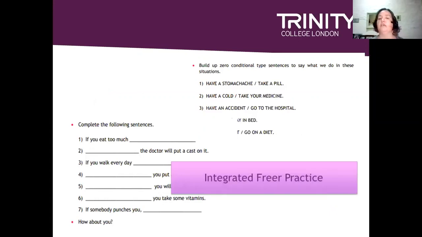After integrated control practice, we move on to integrated freer practice. As you will notice, now we let go, we remove 1 or 2 of the training wheels, all right? And here, for example, students have to build up 0 conditional sentences. So now it's not only about choosing out of 2 options, it's about building the sentence. Or I give them the possibility to complete sentence halves, all right? So it's a little bit more challenging, but still the focus keeps on being what? Conditional type 0 sentences and vocabulary related to health and fitness.